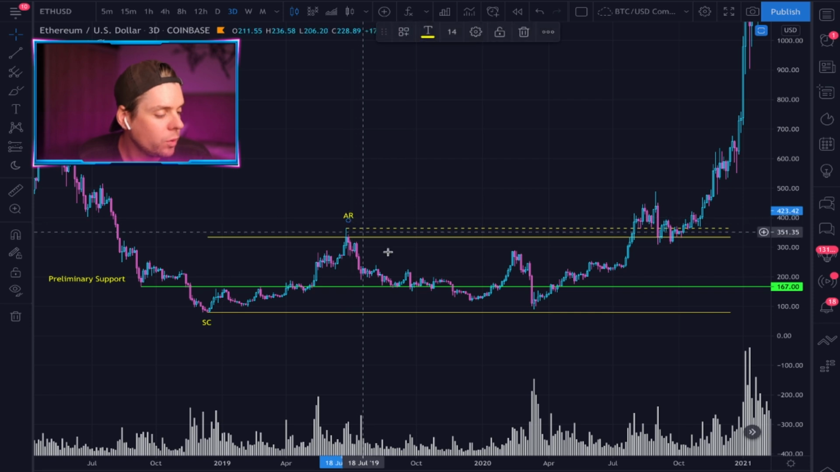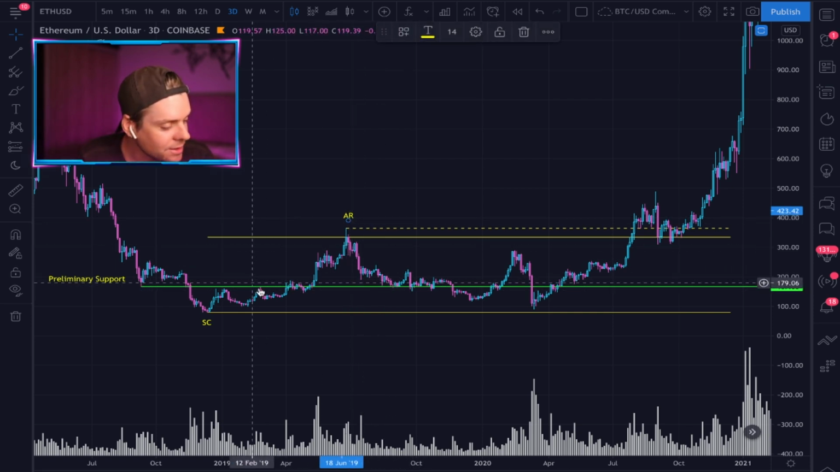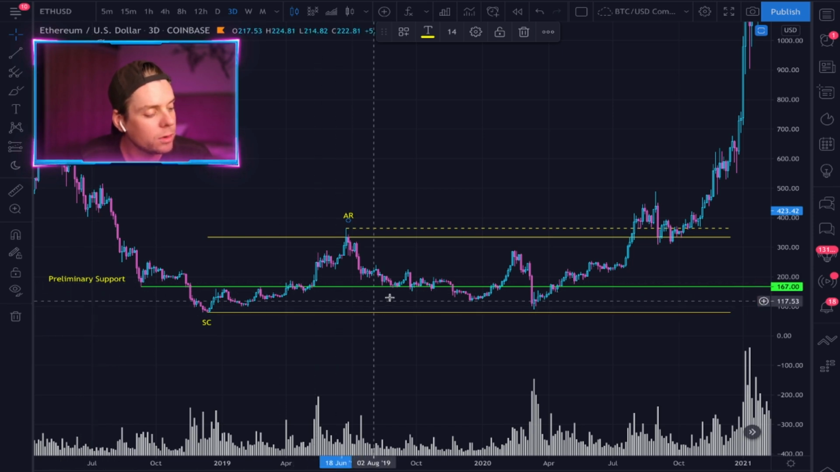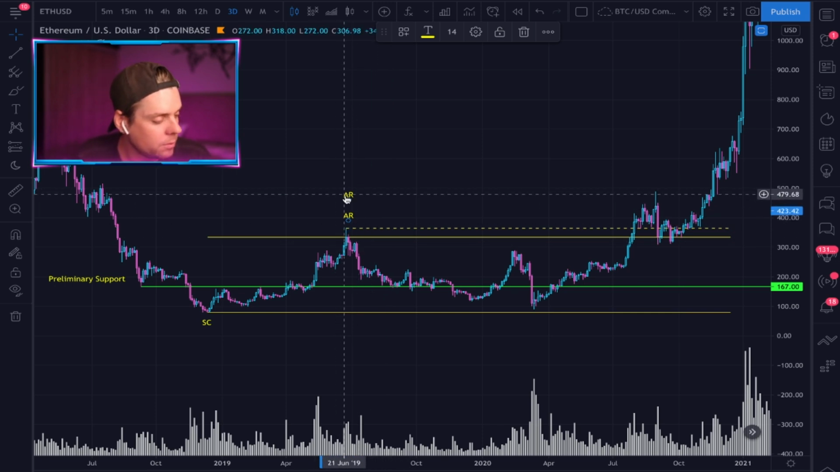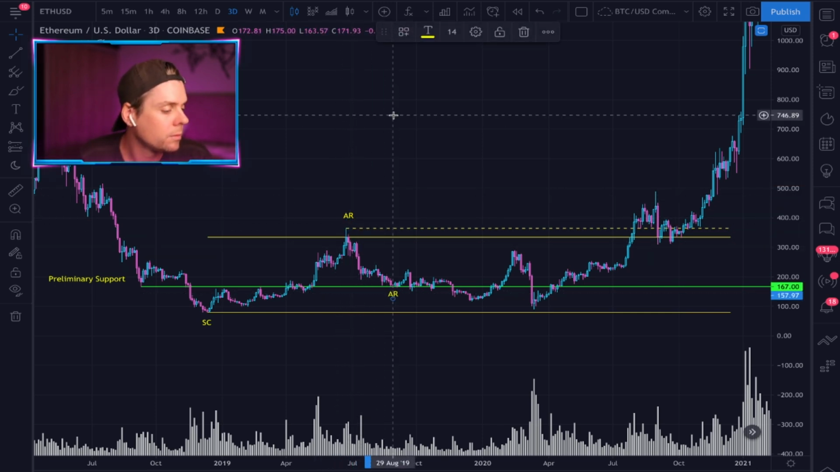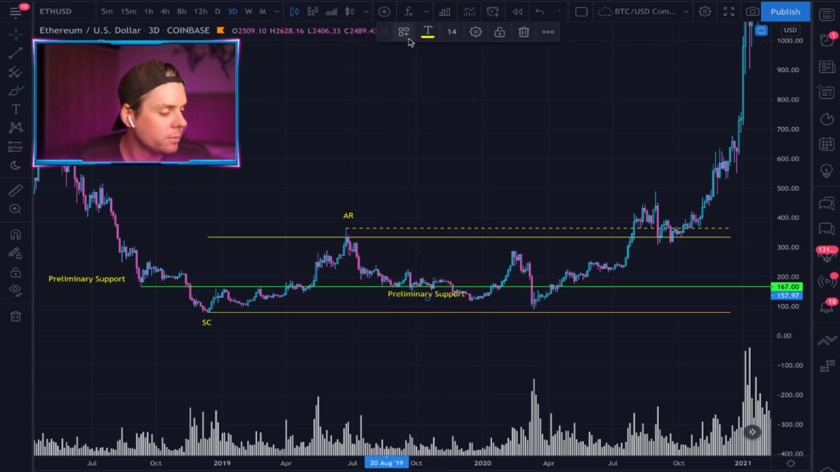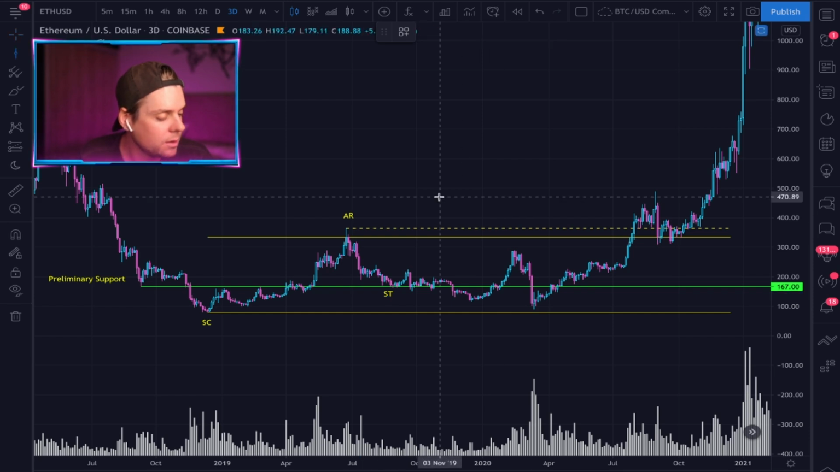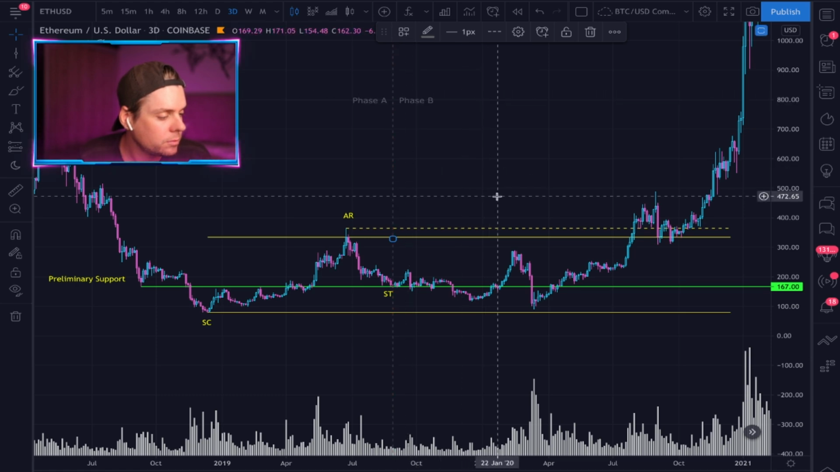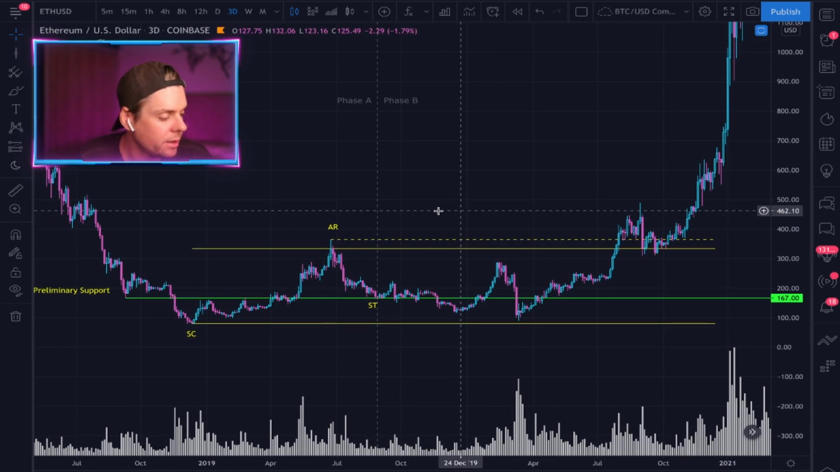After the automatic rally, we are looking for a secondary test, and it looks as though we got a secondary test on top of our preliminary support. It's a good thing that we made note of our preliminary support. Oops, not preliminary support, secondary test, ST. When you get to your secondary test, that's phase A. Phase A is complete. So now it's coming together a little bit.